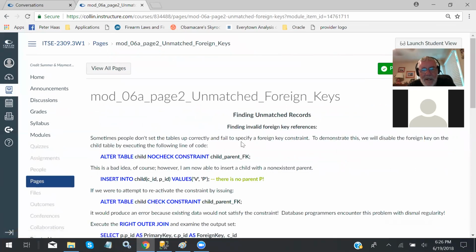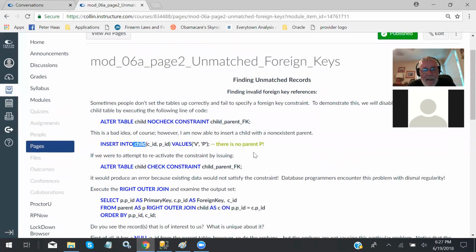This is how you put an invalid child in there. If you alter the invoices table and say no check constraint, you are now able to insert an invalid child. This is a bad idea. So I insert into invoices a value where there is no parent. And now I would be able to turn the check constraint on.